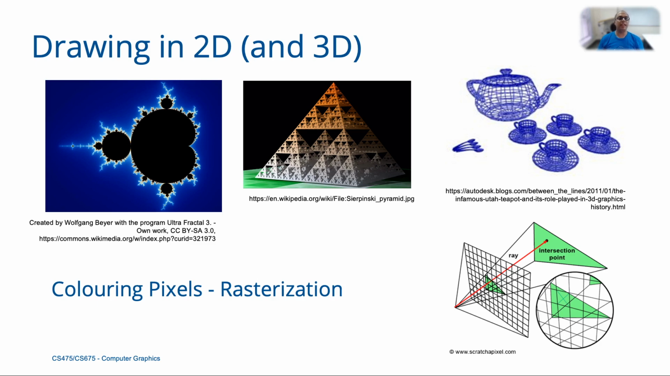The computer screen is made up of a grid of pixels, and when you are trying to draw a scene on the screen, like say the Mandelbrot set on the left, or that wireframe tea set with the teapot and the 4 cups and the saucers on the right, to draw either of these you need to figure out which pixels should get what color. And the set of algorithms that tell us this are the class of rasterization algorithms, and this is where we will start our study of computer graphics.